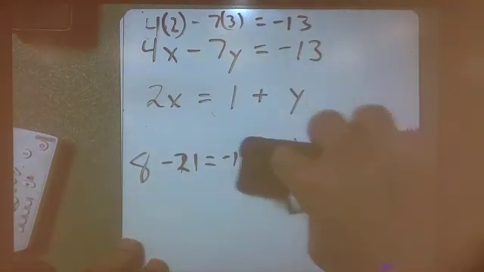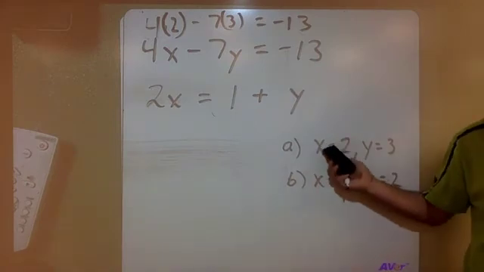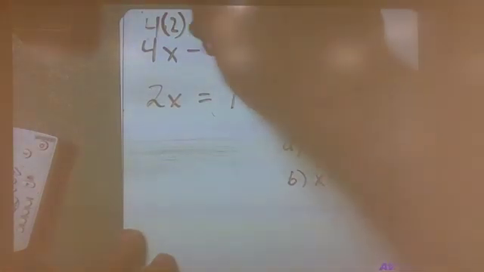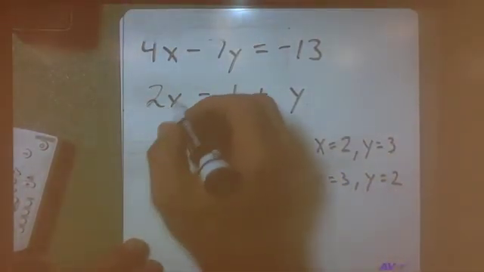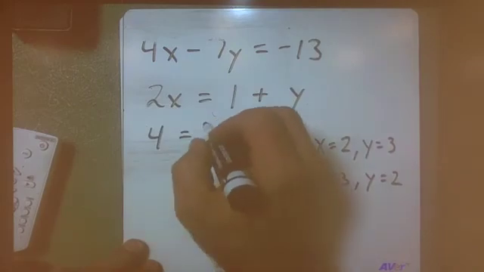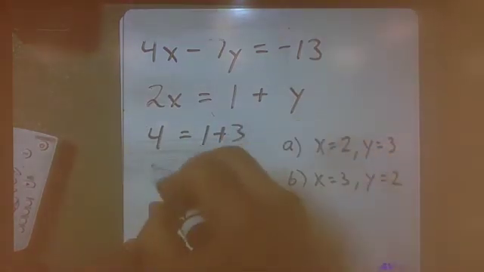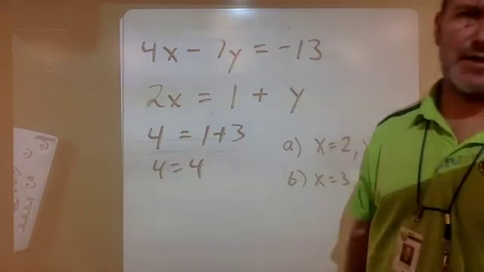So it works for the first equation, but you got to check both. Remember, the point that they give you has to be on both lines, not just one of them. So you got to check the second equation too and see if it works. So you put a 2 in for x. 2 times 2 is 4. 1 plus y was 3. 4 equals 4. So hey, there you go. The first one you tried worked, then you're done. That's the answer.